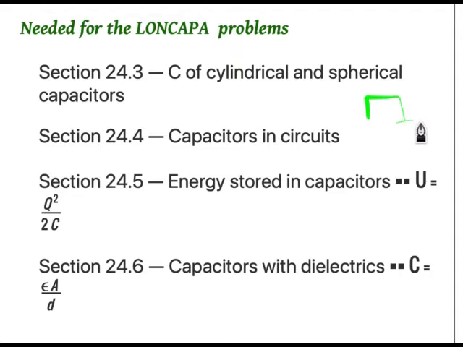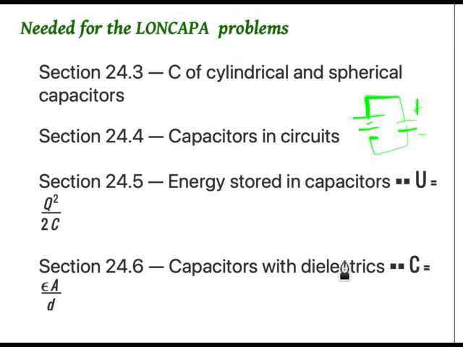Section 4 is on capacitors in circuits. So what happens if you put a capacitor in a circuit? Let's say you have a circuit with a capacitor and a battery. So here's a battery. Well, the potential difference of the battery will be the same as the potential difference across the plates, and so the plates will be charged up. One side positive, the other side negative. Section 5 concerns the energy stored in capacitors. And I'll talk about this in a minute.